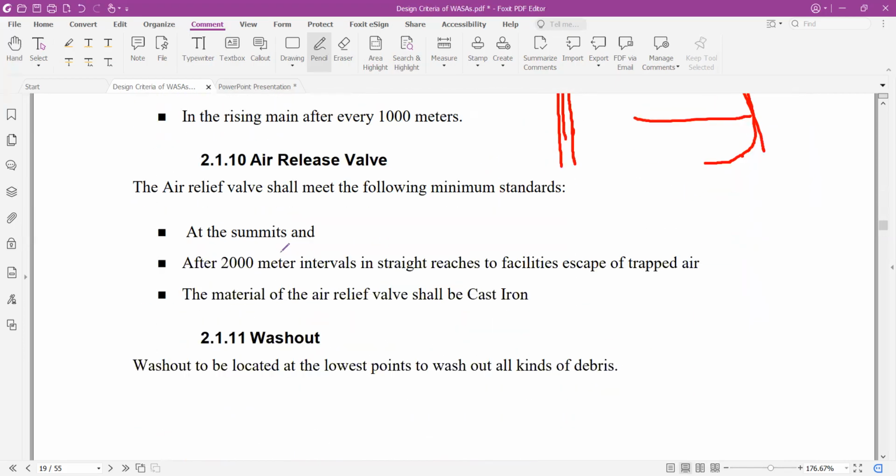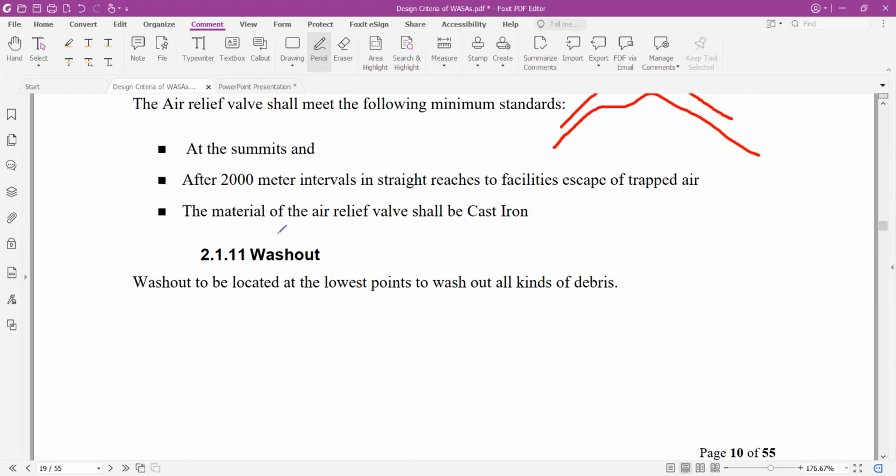Air release valves are provided at the summits, at the high points, mostly in hilly areas like I explained earlier, and after 2 kilometer intervals in flat areas should also be provided in order to release the air and prevent vapor pressure in the pipes. So cast iron is the best material for the air relief valve.